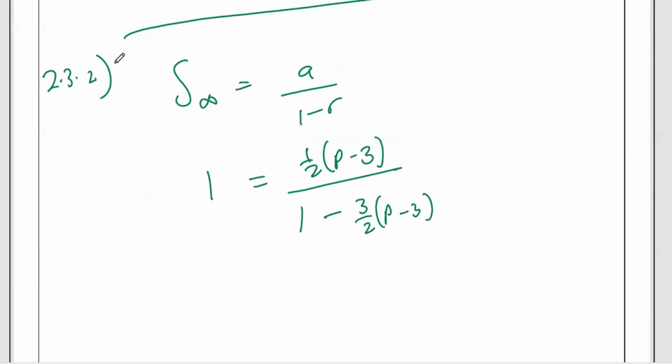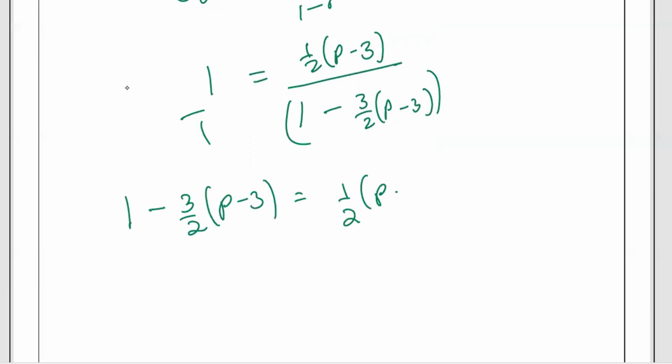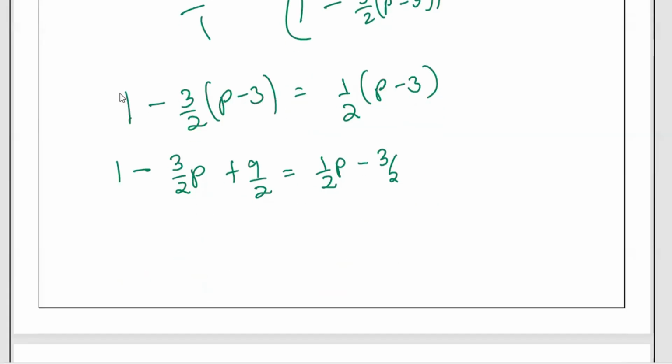What do we need to do next? Since this is a denominator, and this is 1, I can multiply both sides by this denominator, meaning that this entire thing is going to be multiplied by this, because it's the same as 1 over 1, and then you cross multiply. So 1 minus 3 over 2 into p minus 3 should give us 1 over 2 into p minus 3. We can open this up now freely. So 1 minus 3 over 2p, this and that, we're going to get a 9 over 2 is equal to a half of p minus 3 over 2. All right, so let me collect the like terms.